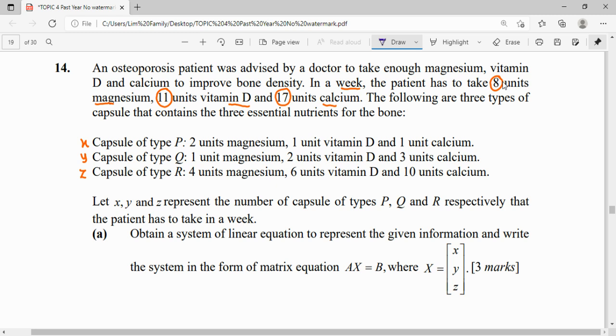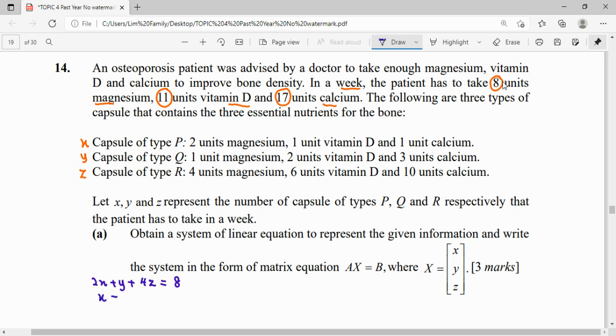For capsule P, you will have 2 units, so it will be 2x. Capsule Q will be 1 unit, so 1y. And then capsule R will be 4 units, so 4z equals 8. So this is for the part of magnesium. Then we go for the part of vitamin D. We must manage to fulfill up to 11.